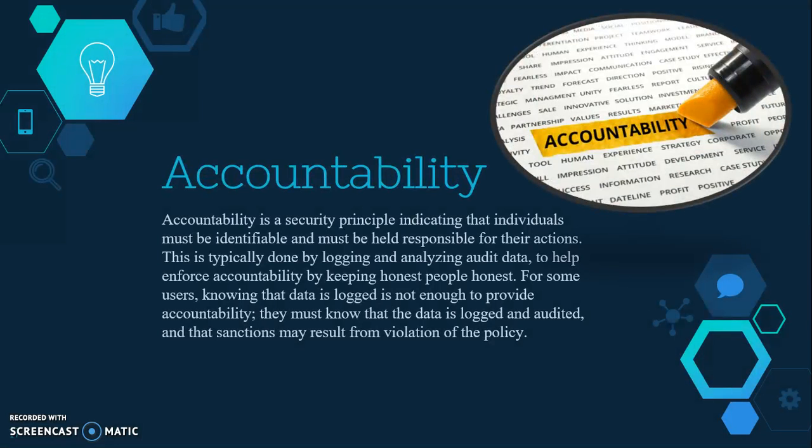Accountability is a security principle indicating that individuals must be identifiable and must be held responsible for their actions. This is typically done by logging and analyzing audit data to help enforce accountability by keeping honest people honest. For some users, knowing that data is logged is not enough to provide accountability. They must know that the data is logged and audited and that sanctions may result from violation of the policy.